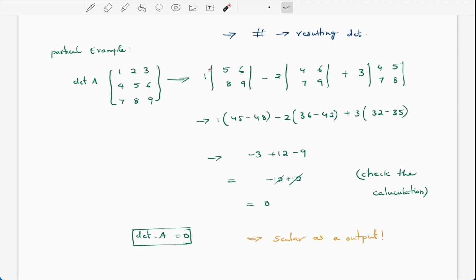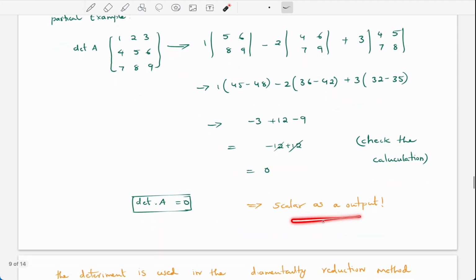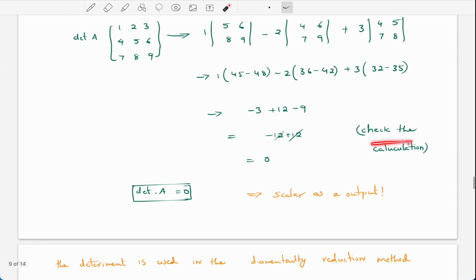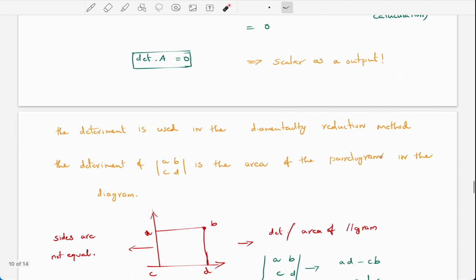So after that, as I said, in 2 into 2 matrices, we simply multiply these two with the other two, and the resulting value is 0. So here the scalar is 0, so the determinant of A is 0. The scalar is the output. So check the calculation, like how I have done this, and you can try it out on your own by changing the values, etc.